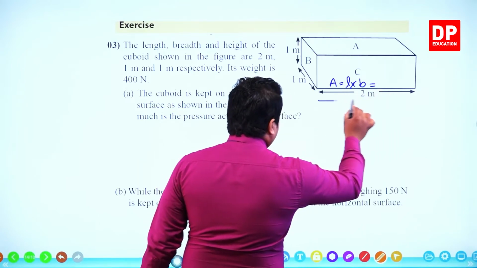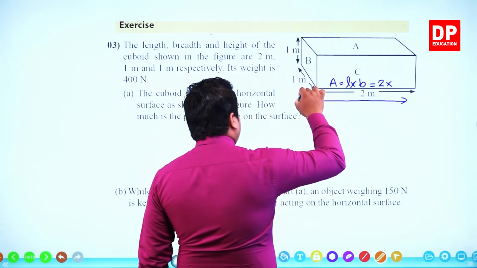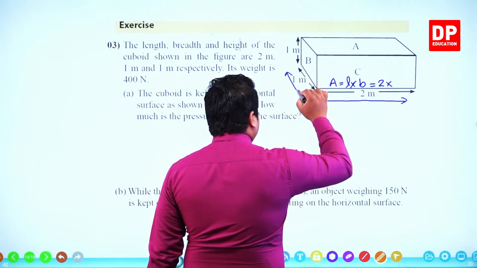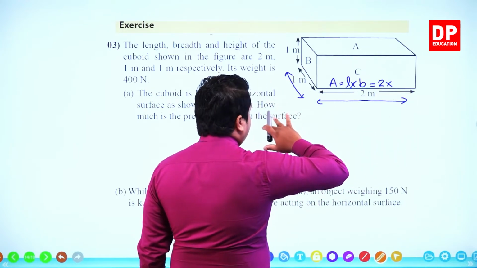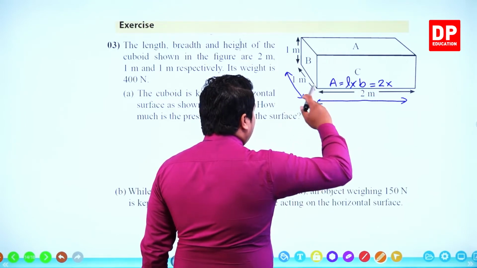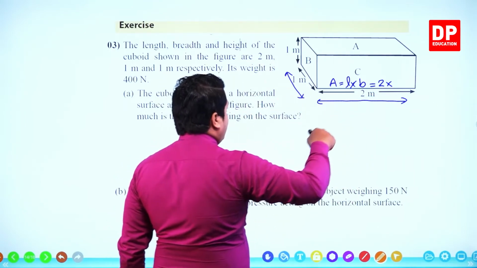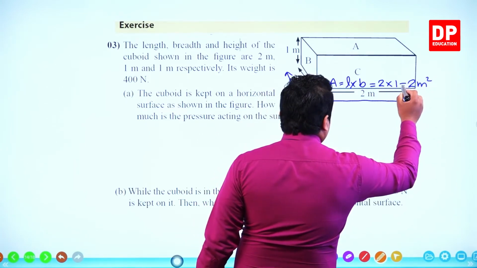So length is here to here, 2 meters. Breadth is here to here, 1 meter. The area which the box is contacting on the surface right now is 2 times 1. That's the area, which is equal to 2 square meters.